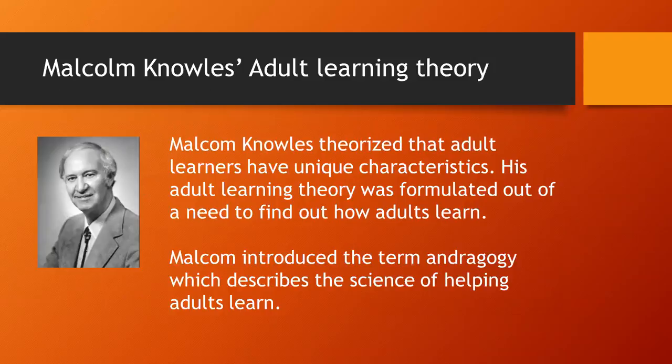Malcolm Knowles' adult learning theory. So Malcolm Knowles is kind of the face of the learning theory. He theorized that adult learners have unique characteristics. His adult learning theory was formulated out of a need to find out how adults learn. Malcolm introduced the term andragogy, which describes the science of helping adults learn.